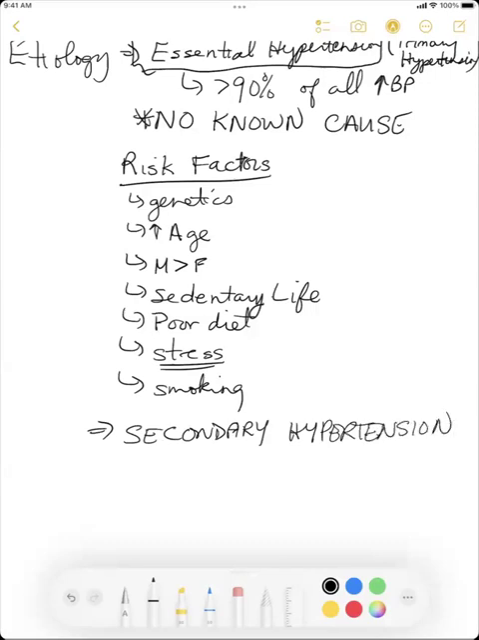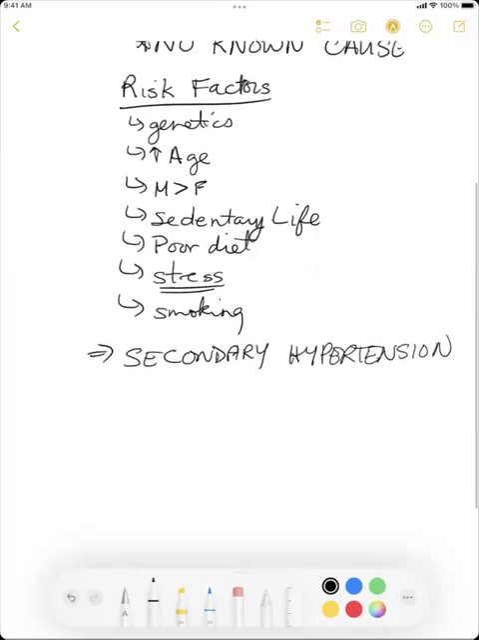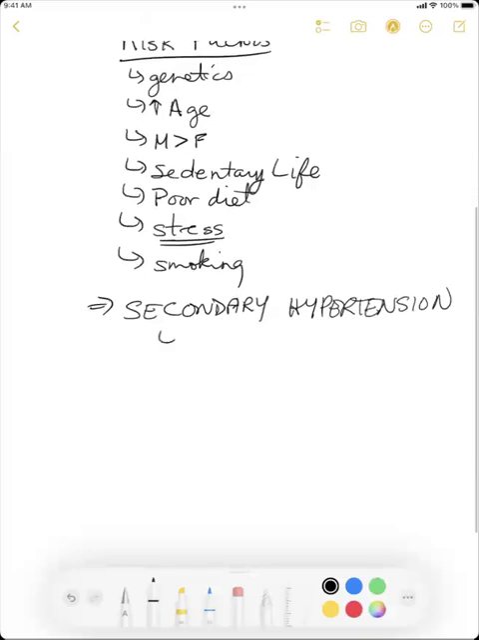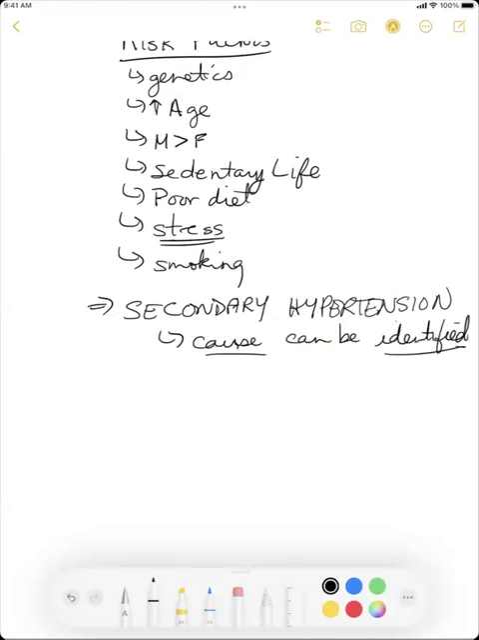The causes of this are varied, but I'll give you an example. What secondary hypertension means is that the cause or the etiology can be identified. Example of this: certain drugs and medications can do this.